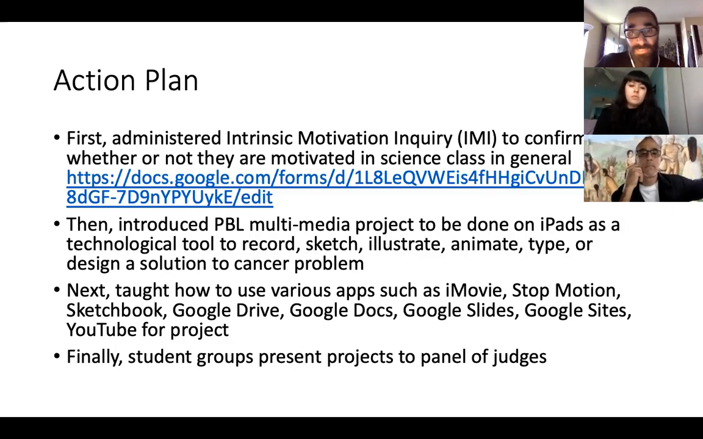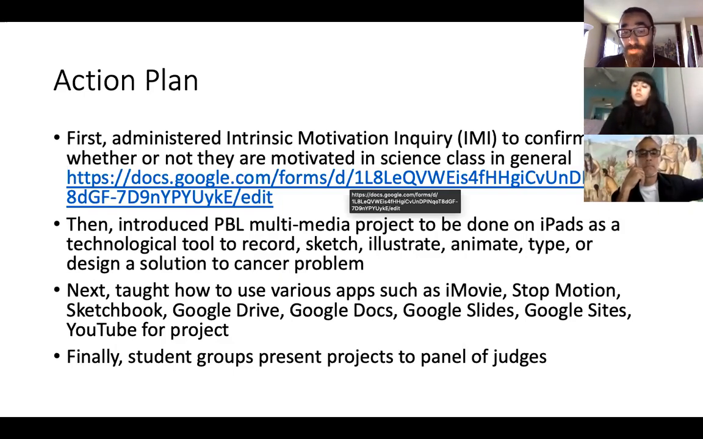And then lastly, once they were introduced to the PBL and learned how to use the various apps for the project, the culmination was a presentation to a panel of judges, which they completed about a month ago. So that was my plan for the project.